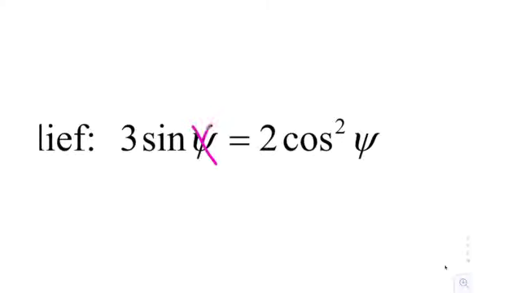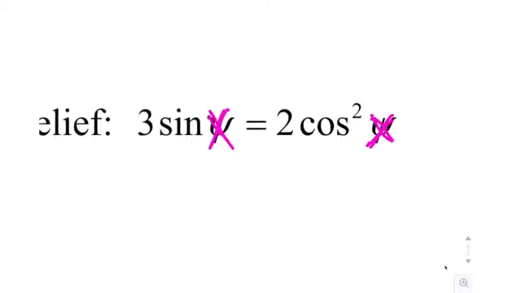If you don't like psi, call it X. In fact, I'll do that. If you want to do that, you can. Call them X, and you cross them out, or white them out.